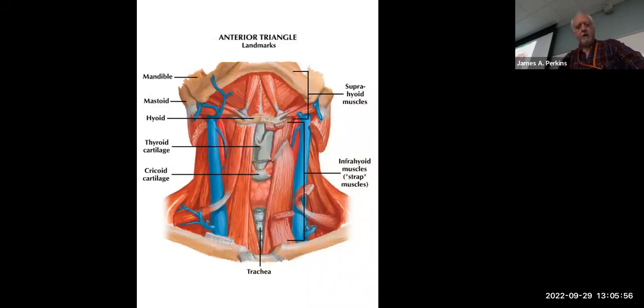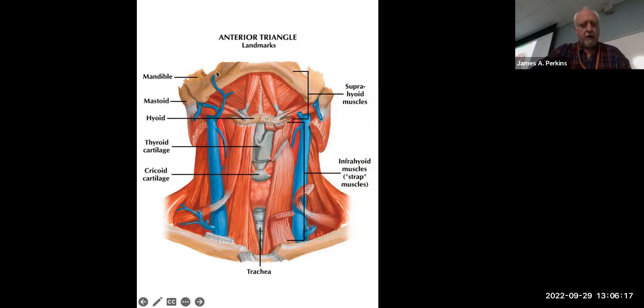Now here is the anterior triangle of the neck, which you started dissecting on Tuesday, and you should finish up today. This is just an overview slide showing some of the landmarks that are visible, as well as two different groups of muscles that you started to dissect on Tuesday.